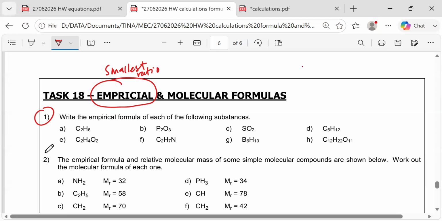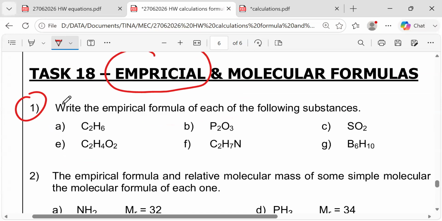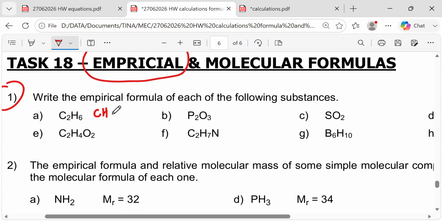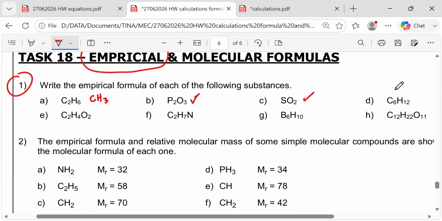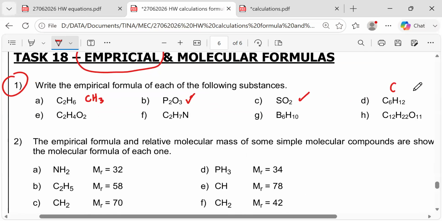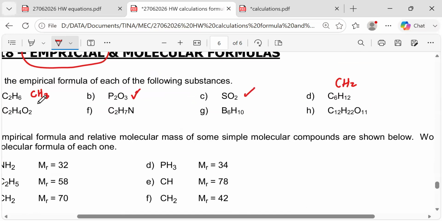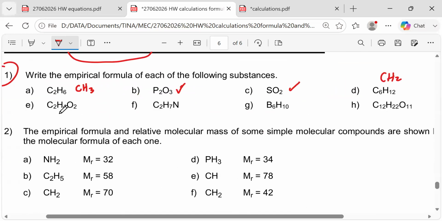Okay, now? Easy, right? Look at this. This one, the simplest ratio is 1 to 3, so CH3. This one is already the same, already the simplest ratio, you cannot simplify it. This one also already simplified. This one can: CH2. Get it? This one can or not? Can. CH2O. This one? No, this is already simplified.